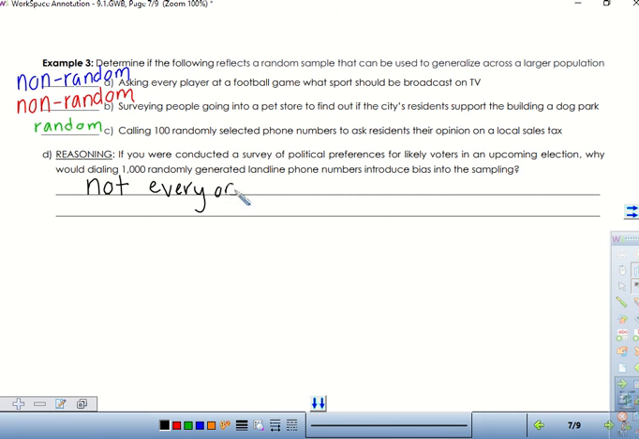especially with cell phones. Geared toward an older population.